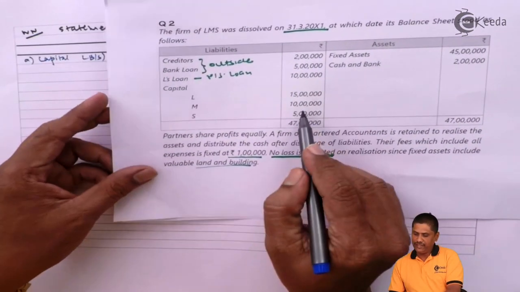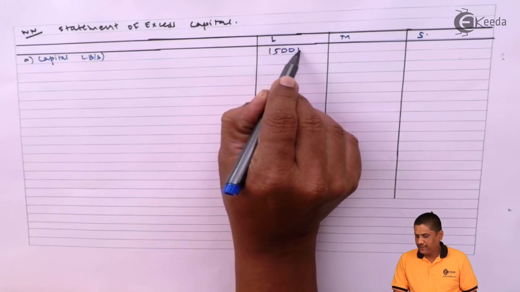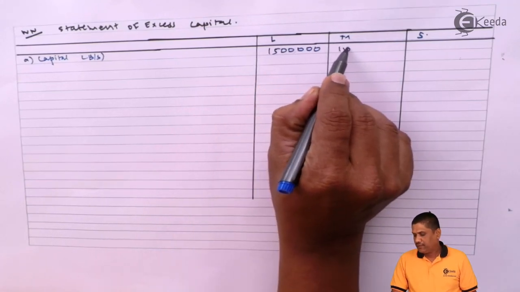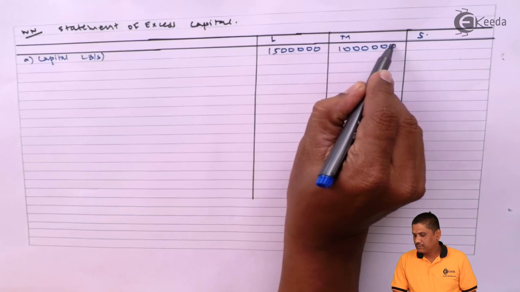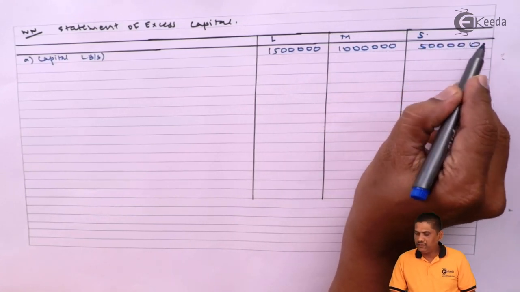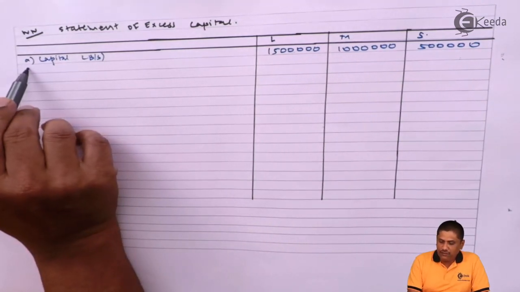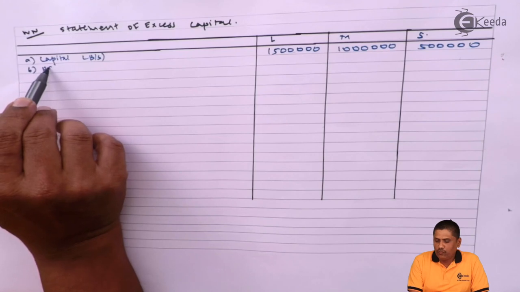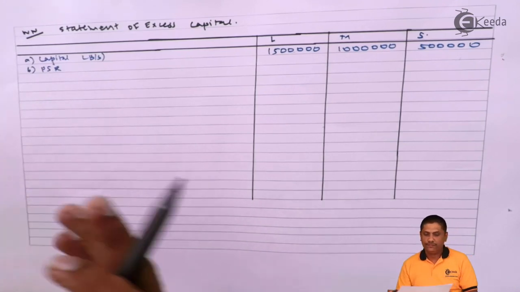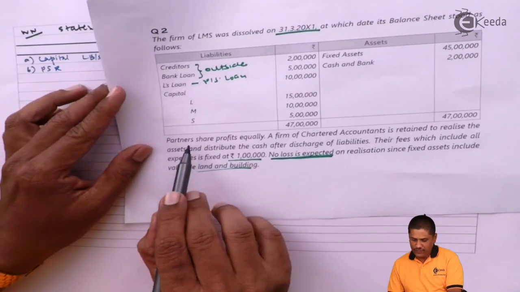In the balance sheet, you can see that their capital is 15 lakhs, 10 lakhs, 5 lakhs. Now, their capitals are 15 lakhs, 10 lakhs and 5 lakhs. But let's check whether it is according to their PSR. So let us note down what the PSR of the partners is. The partners' PSR is given to you: partners share profits equally.